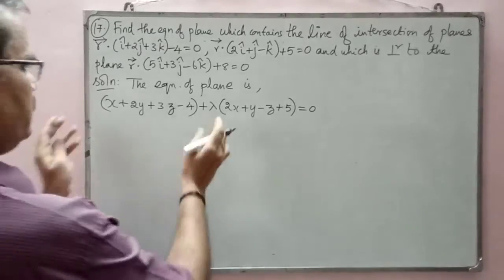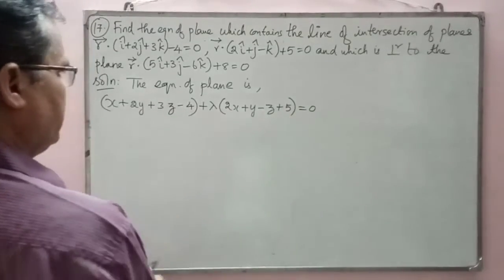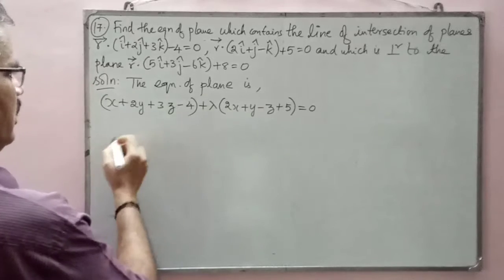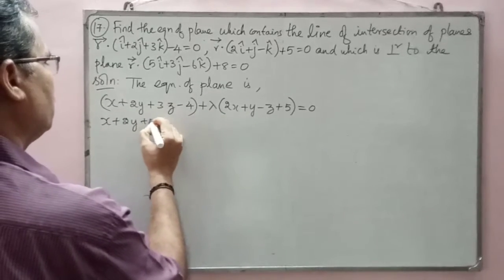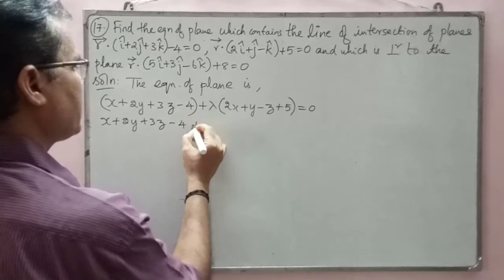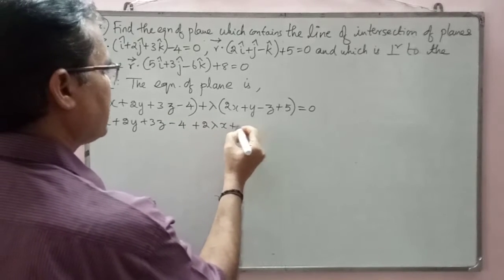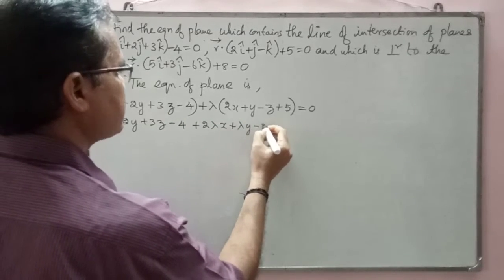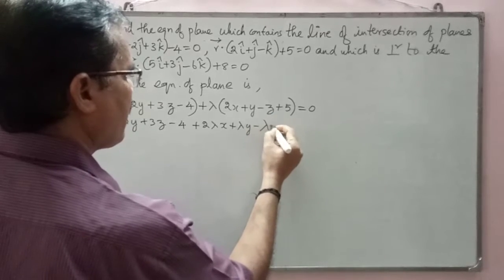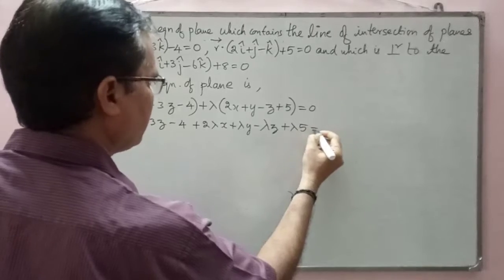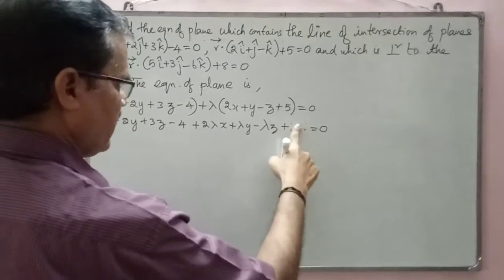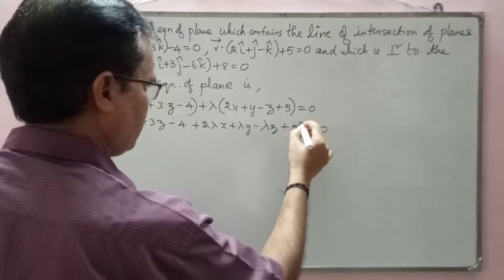Now our next algebraic steps. We need to simplify this. How to simplify? First, you take this lambda inside. So 2y plus 3z minus 4 plus 2 lambda x plus lambda y minus lambda z plus lambda into 5, or 5 lambda, equals 0. We'll write it as 5 lambda. It will help you to understand better.